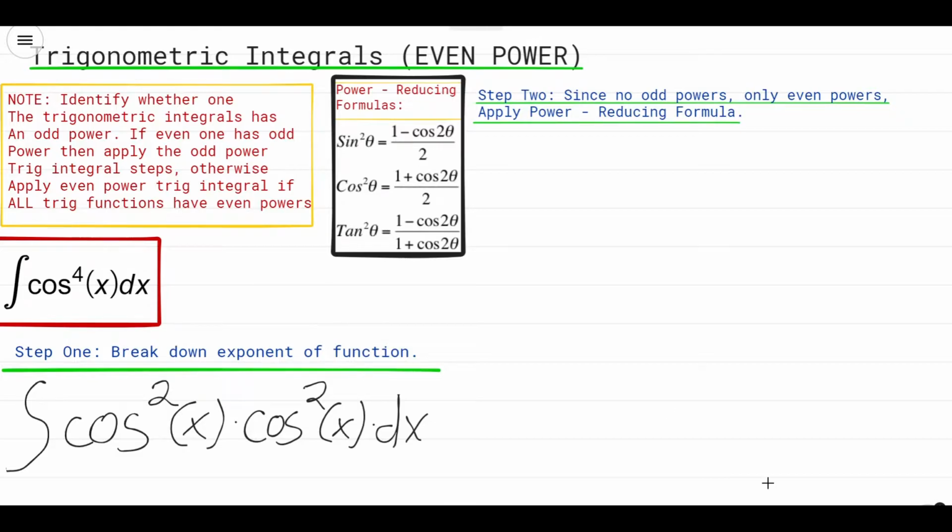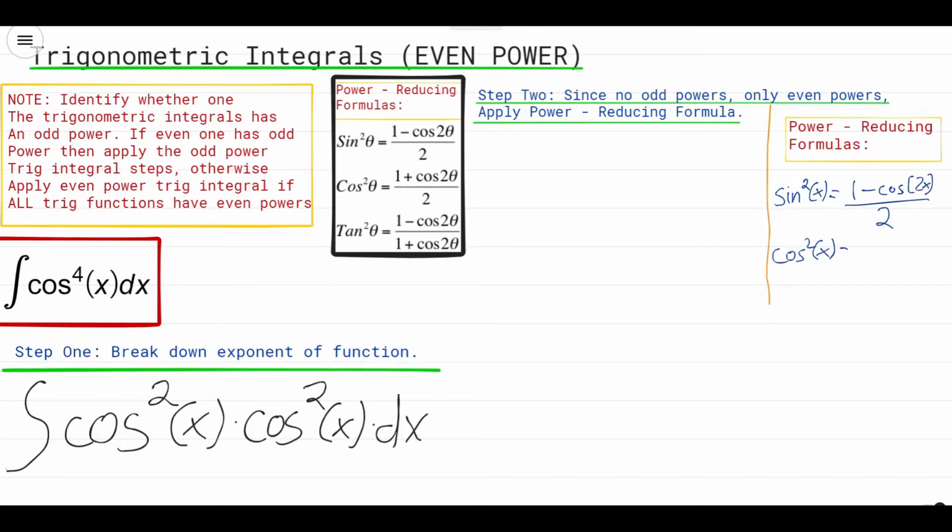It's these right here that I do want you to familiarize yourself with, because this is what we use when we're taking even power integrals. In this case, we have the power reducing formulas. We know sine squared is equal to 1 minus cosine 2x divided by 2, and we know cosine squared is equal to 1 plus cosine of 2x divided by 2. So these are called the power reducing formulas.